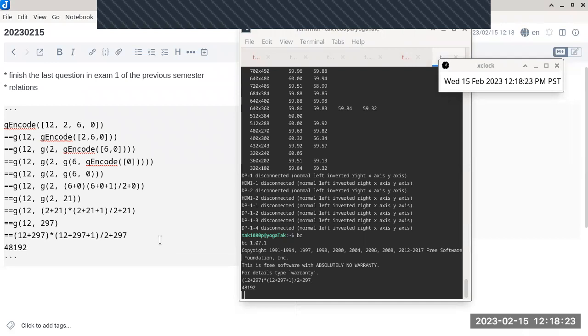This is the application of G in code. All right. So knowing this is how we got the value of 48,192 from an array of 4 characters with the values of 12, 2, 6, and 0 as the quote unquote ASCII values. So the question now is, how do I reverse it back to 12, 2, 6, and 0? That becomes the first question, right?